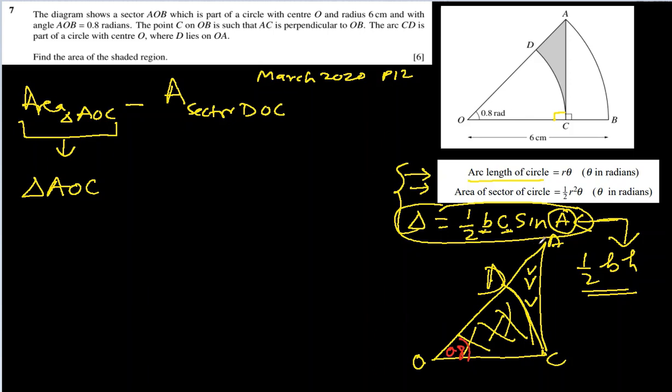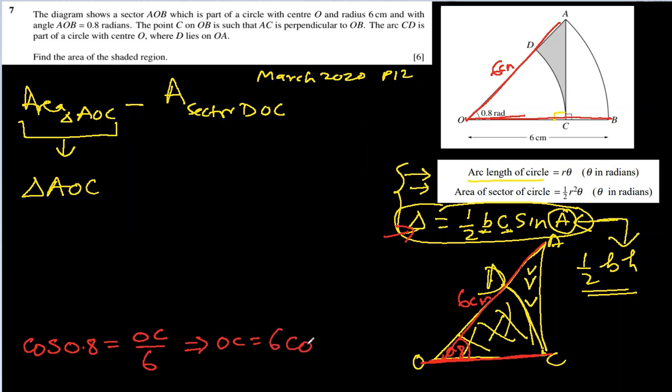I know this angle is 0.8. And this side is known to us because we know that the radius of the bigger sector is 6. This is another radius of the bigger sector, that means this is also 6 centimeters. If somehow we find this side, we can use the area of a triangle. And we can find this side by cos theta. Cos 0.8 is equal to OC divided by 6, that is the hypotenuse, right? So that means OC is 6 cos 0.8.